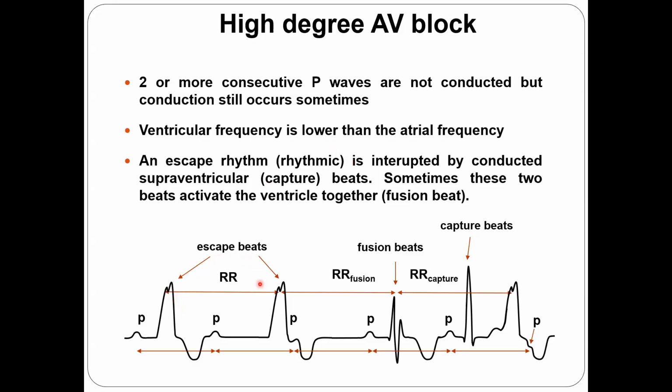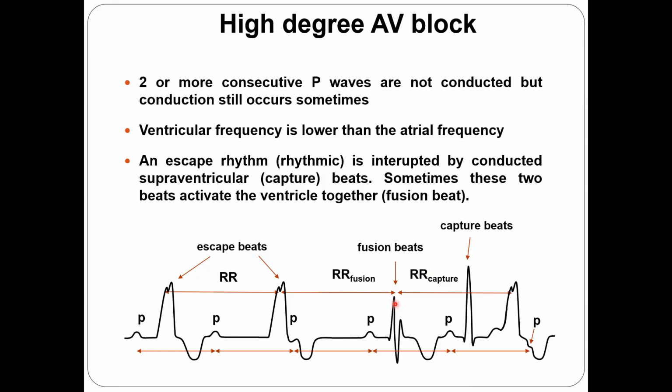So we do have escape beats. And whenever a supraventricular conduction occurs, as you see here, we have a relatively normal QRS complex, but this is arrhythmic, and this is what is called a capture beat. So the capture beat is always arrhythmic, so it doesn't come in time like an escape rhythm. However, it could happen that the supraventricular conduction and the escape beat from the ventricle hit the ventricle at the same time.